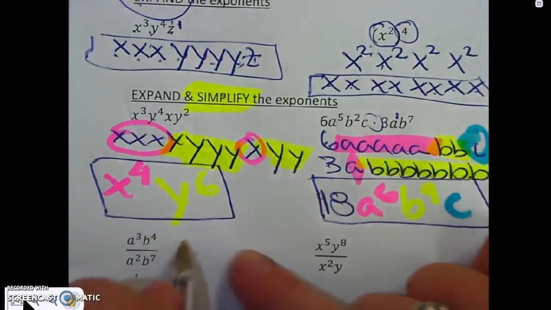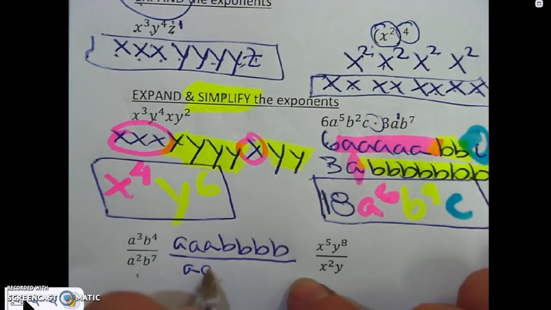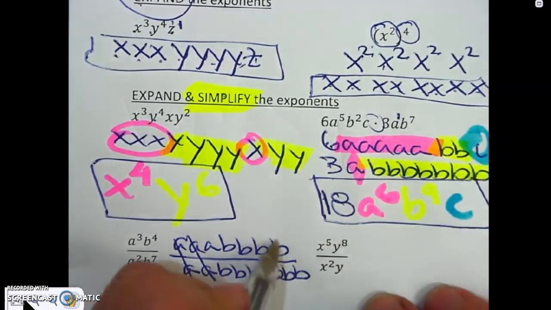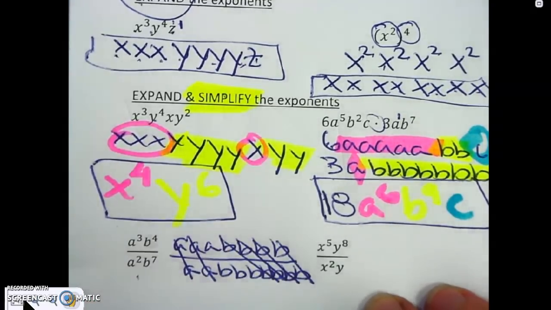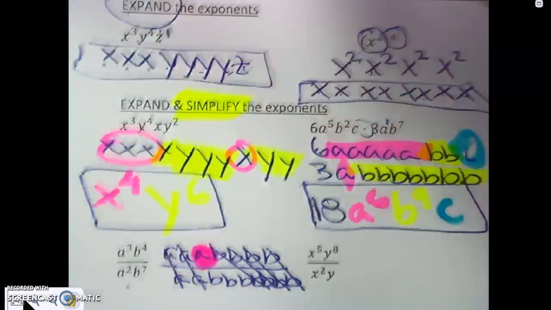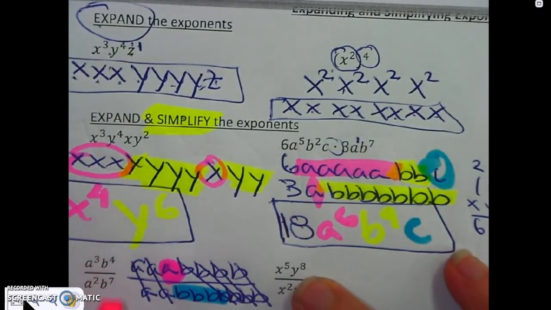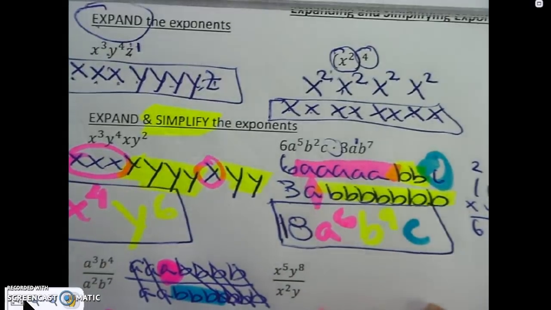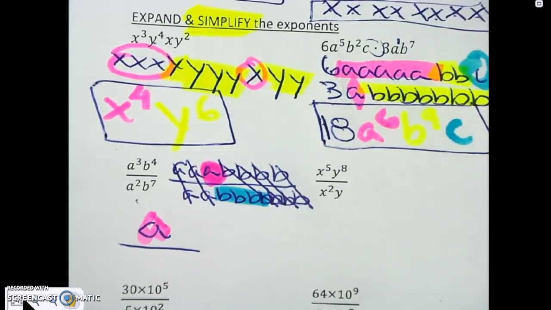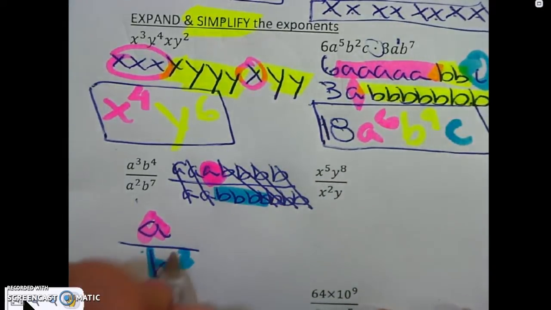When I see this one, a, 1, 2, 3, 4, b, b, b. 1, 2, 1, 2, 3, 4, 5, 6, 7. Bye-bye, bye-bye, bye-bye, bye-bye. So if you look, I have one more a left, and I have 3 b's left. So I have 1 a on top, and, oops, oh my gosh, I'm sorry, you can't see that. So I have 1 a on top, and I have 3 b's on the bottom. So a over b cubed.